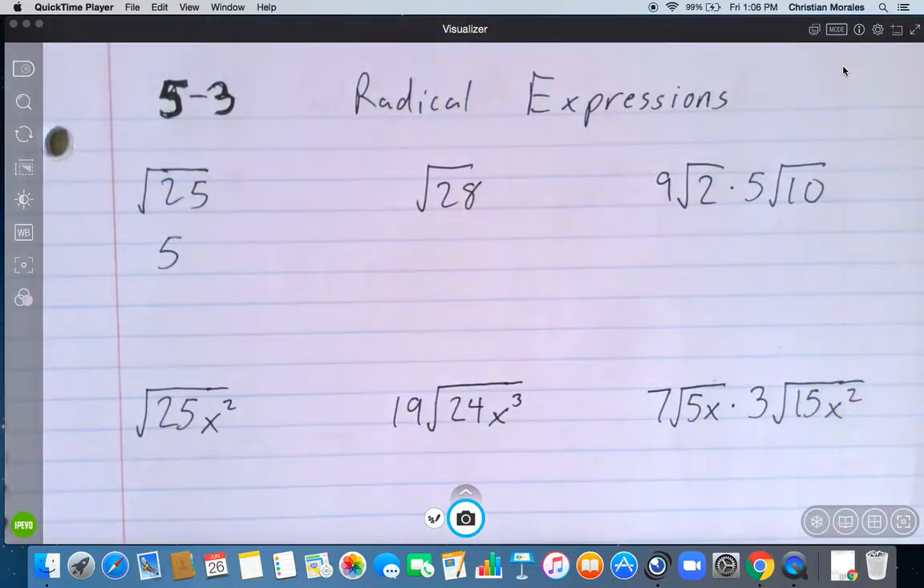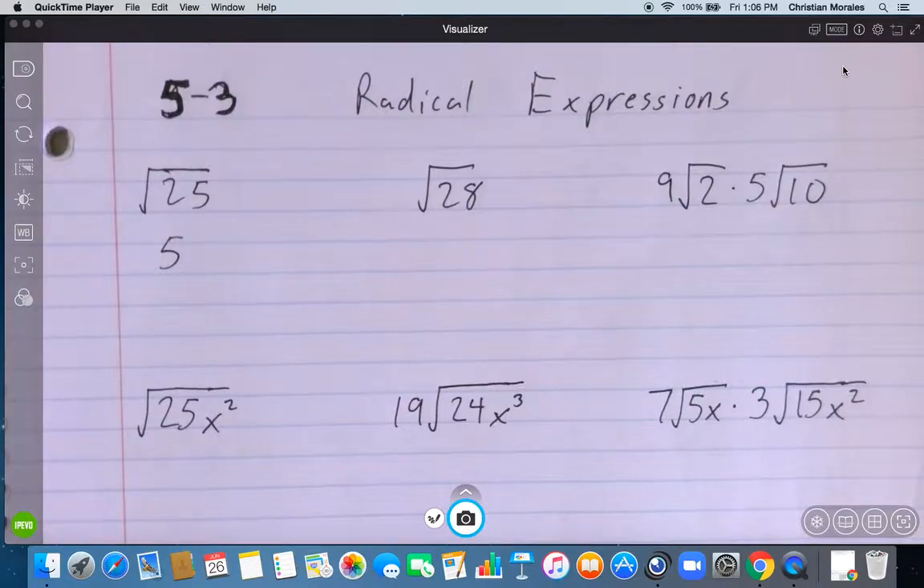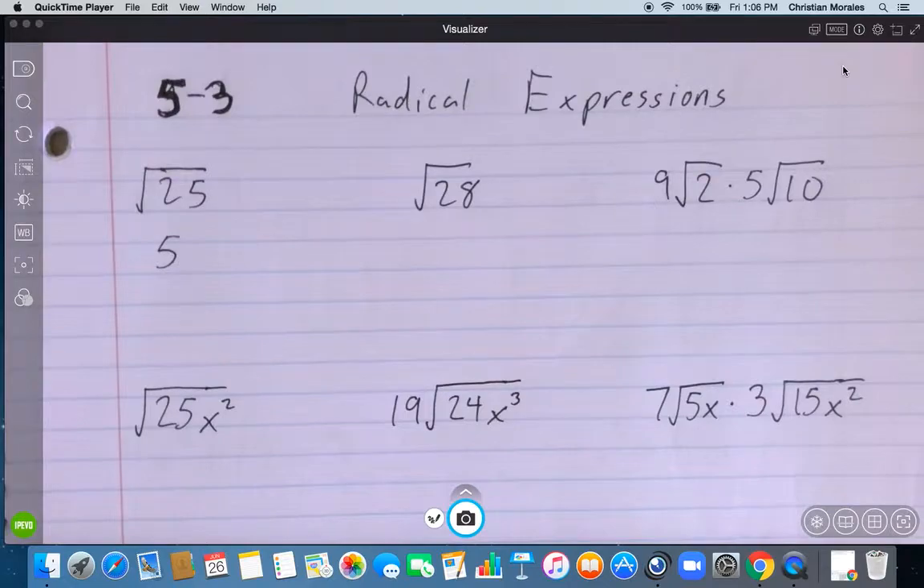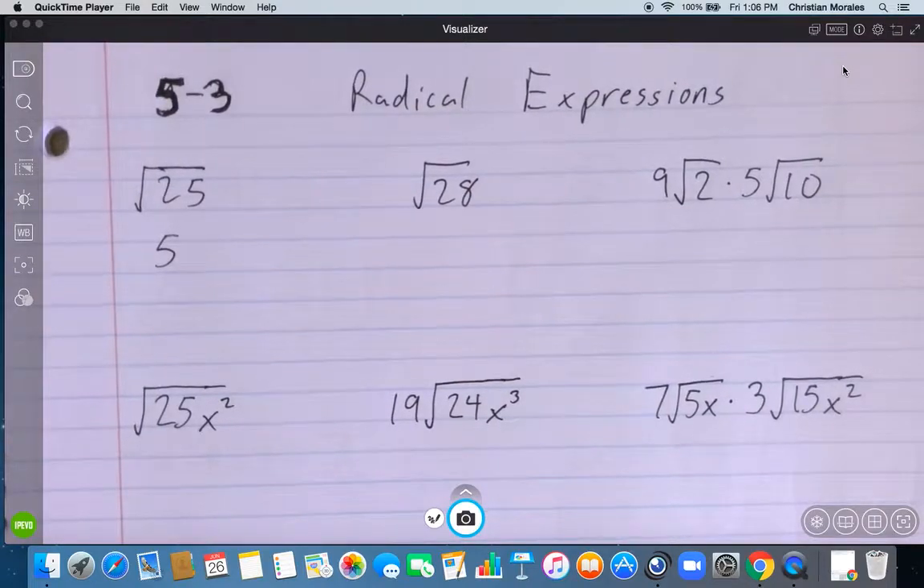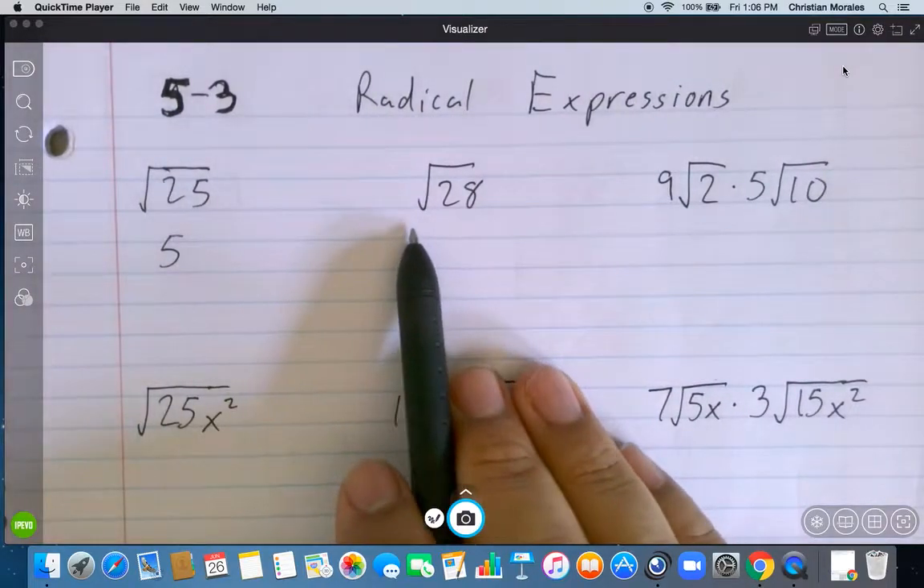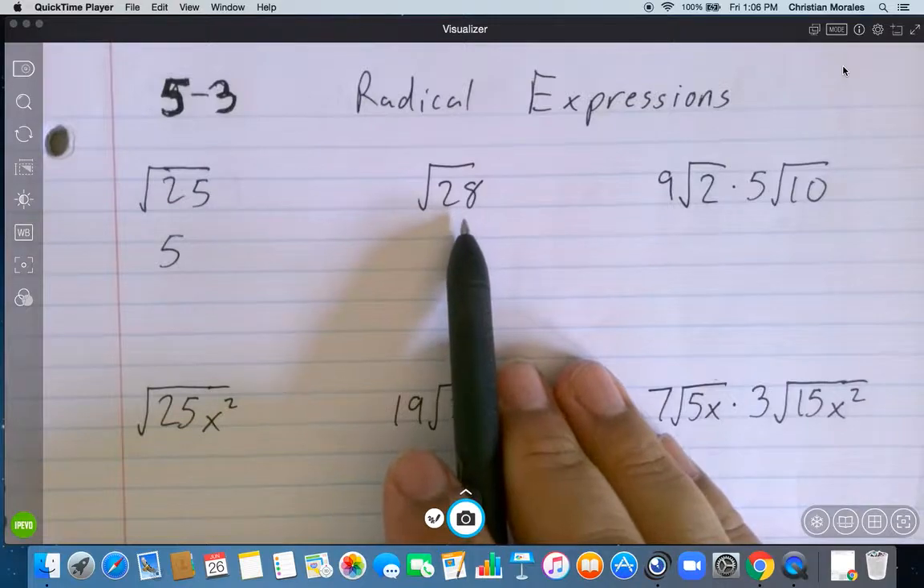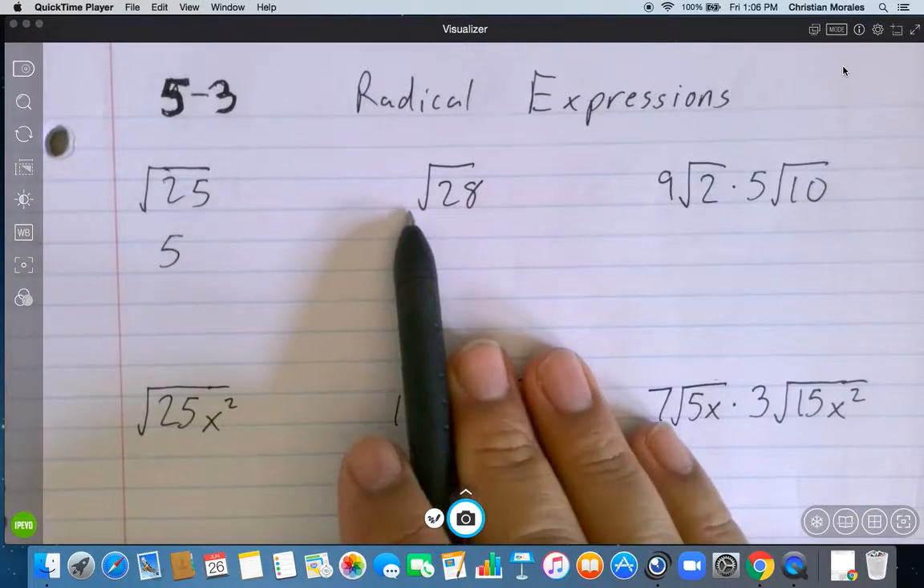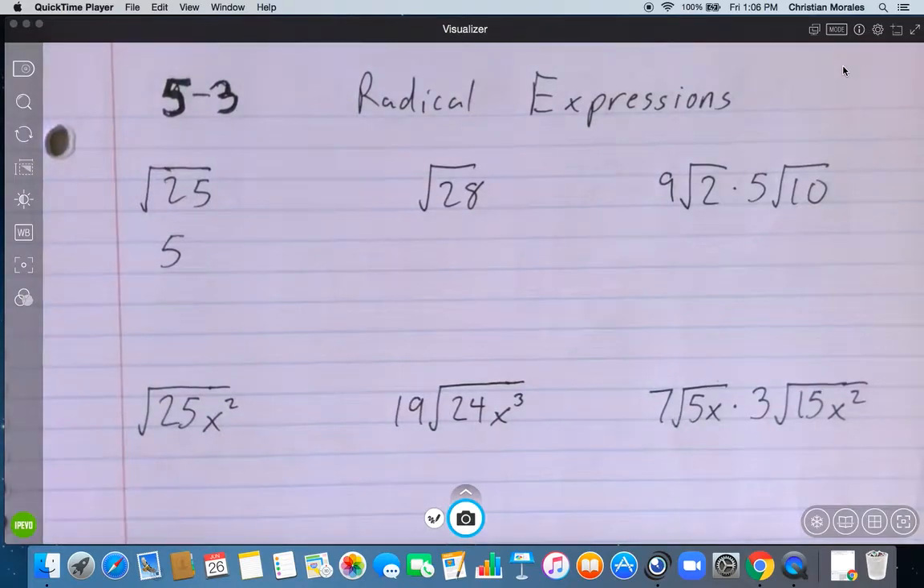Now you can guess. It might be 5.1, 5.2, 5.3, right? If you have a calculator, you'll get a close number that approximates the square root of 28. But the problem with a calculator is you have to round your answer, which means it's not 100% accurate. So if you put the answer of 5.2, you're approximately correct. You're not 100% correct. So what we're going to do is write a radical expression that is 100% accurate to the answer.